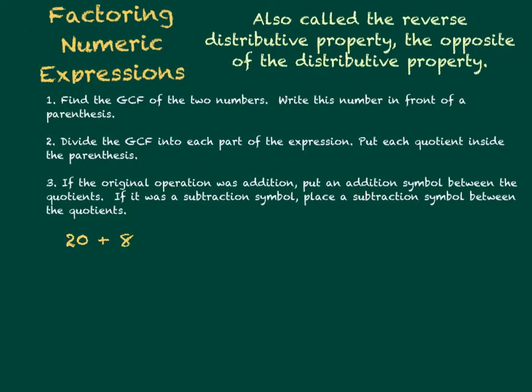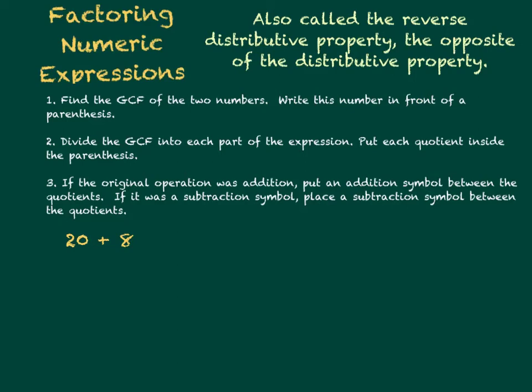I also want to be able to factor a numeric expression. This is also called the reverse distributive property, or the opposite of the distributive property, because I'm going to start out with no parentheses and just a sum or difference, but I'm going to finish up with a product of a sum or difference in parentheses times a particular number. So these steps are going to help me to accomplish that goal. The first step asks me to find the GCF of the two numbers and write this number in front of a parentheses. So notice 5, 20, and 8.